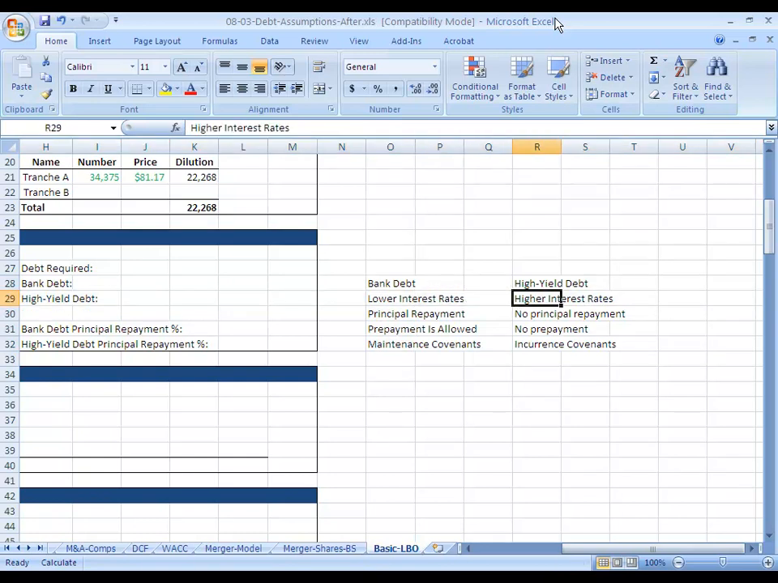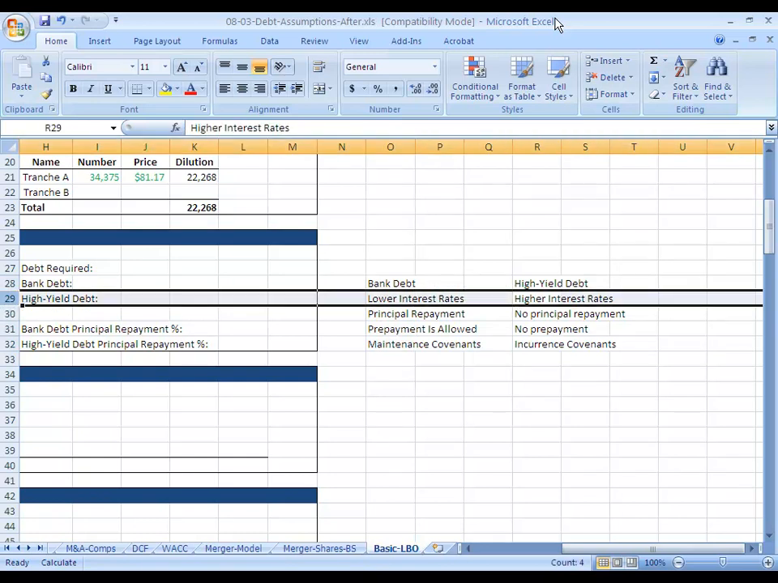High yield debt, by contrast, the investors are more like hedge funds, arbitrage funds, riskier types of investment firms, and so they're going to demand higher interest rates with the knowledge that the company may go bankrupt, they may lose much of their investment here.